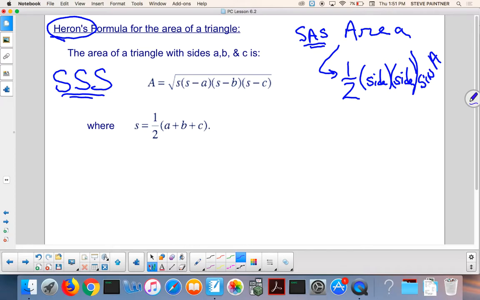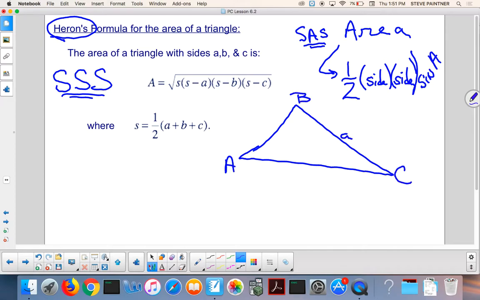Okay. Now, here's what I would do. Just draw yourself a quick picture. If you're given a triangle A, B, C, okay, this is side A, this is side C, this is side B. How do you get the area of it, just given three sides of it? Well, it says right here, area equals all of this big mess.